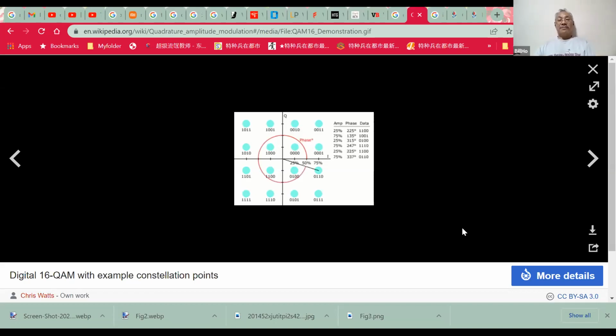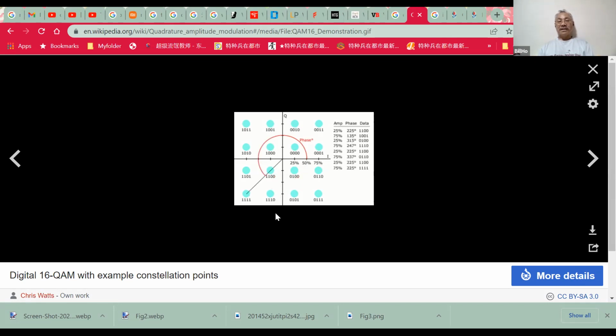Okay, QAM is something like this. This is 16 QAM. You can look at the data. They are based on not only the angle, but the amplitude. There are four quadrants. So Q is quadrants, four quadrants, and then the amplitude. Inside, you can look at it. If you imagine, this is 16. If it's 64, it'll be much more complex.